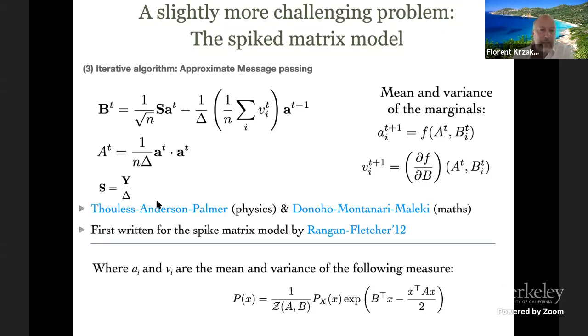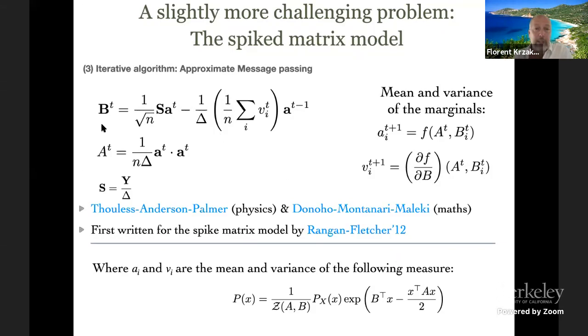In fact, it was called the TAP equation from Thouless, Anderson, Palmer in physics, even though physicists never thought of it really as an algorithm. And then it was developed in the context of compressed sensing first by Donoho, Montanari, and Maleki like 10 years ago. And there has been a lot of work in this direction. And for the spiked matrix model, it was written by Sundeep Rangan and Alyson Fletcher.